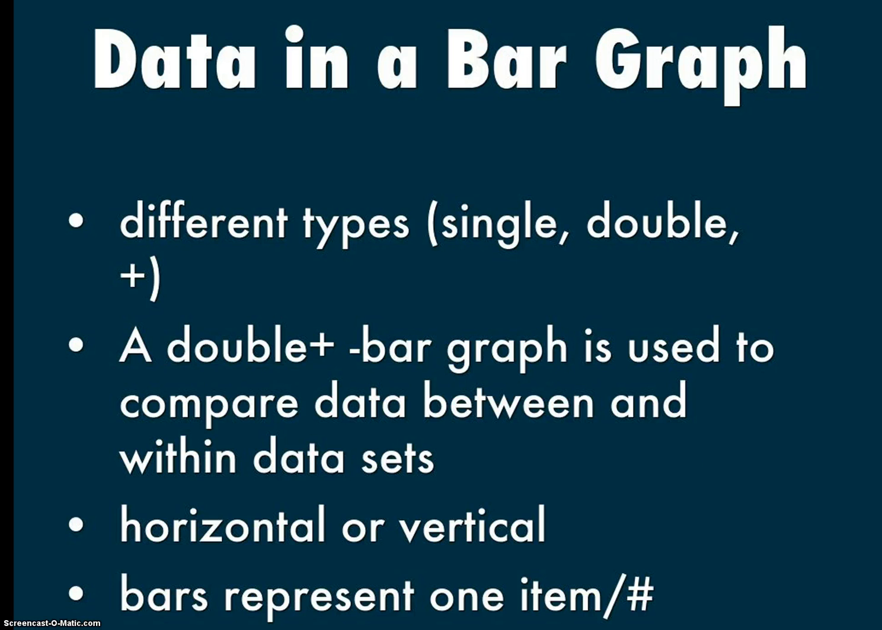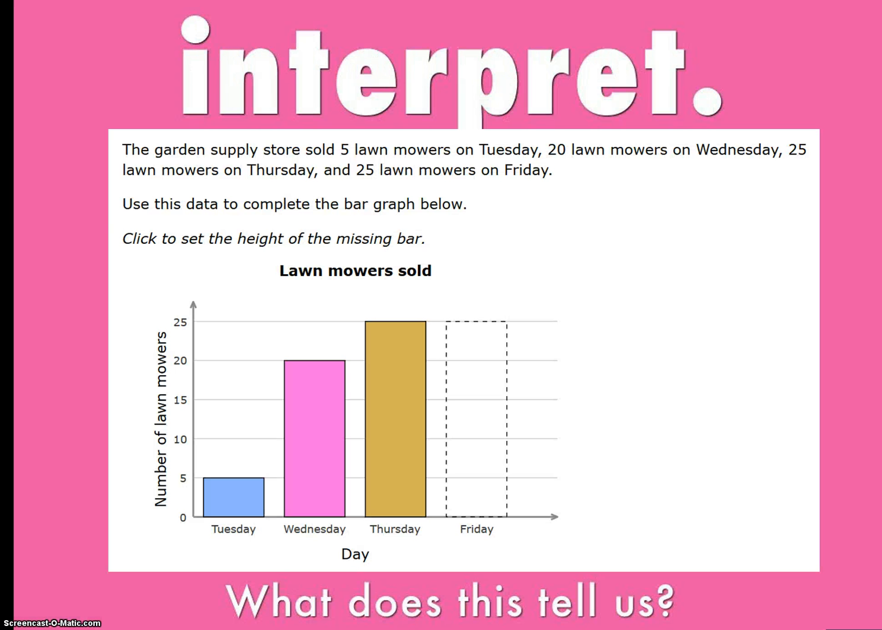So data in a bar graph. There are different types of bar graphs. We have single, double, triple, quadruple, many different types, so I'm going to show you just a few of those today. In a double bar graph, the bar graph is used to compare data between and within data sets. The data in a bar graph can be either horizontal or vertical, so I'll show you both of those and what they look like. And bars represent usually one item or topic, a number. So this is one example of a bar graph you might see.